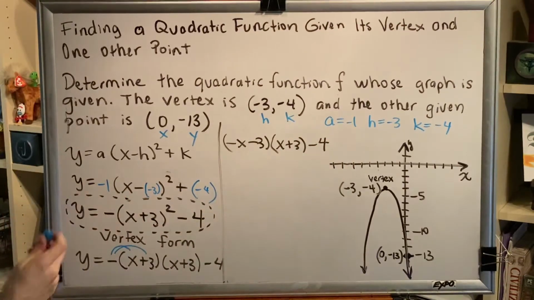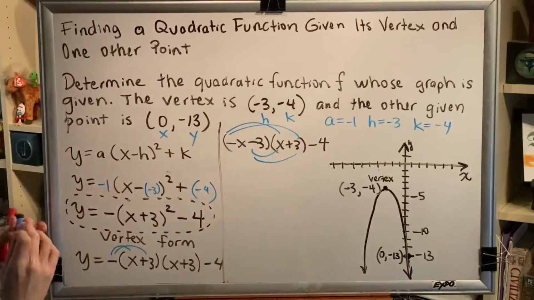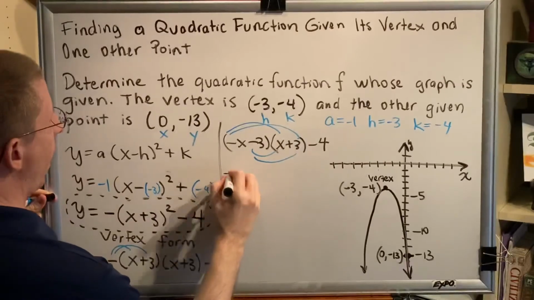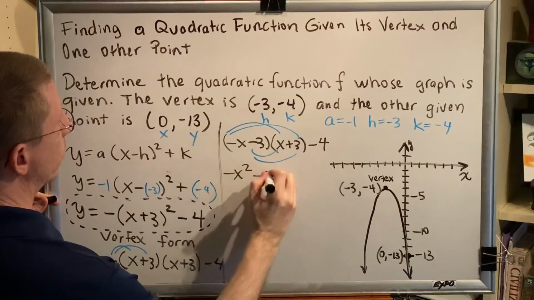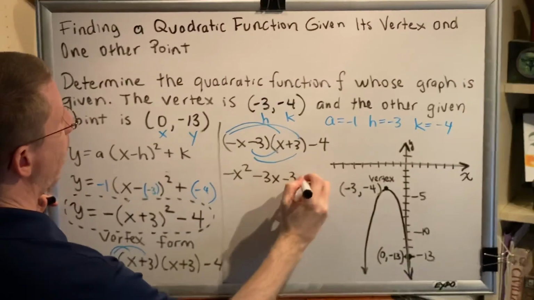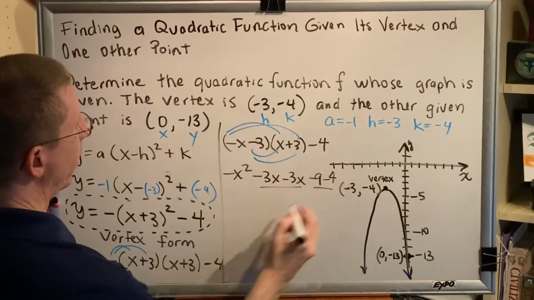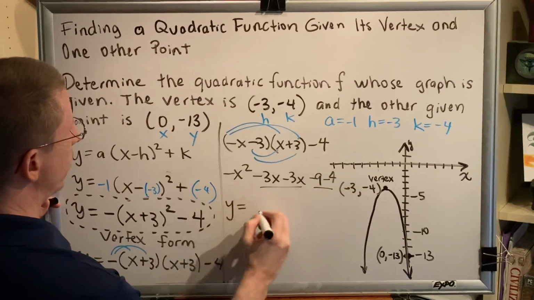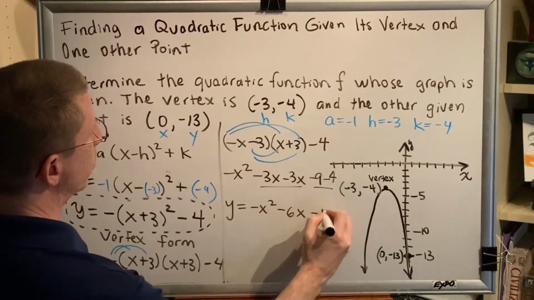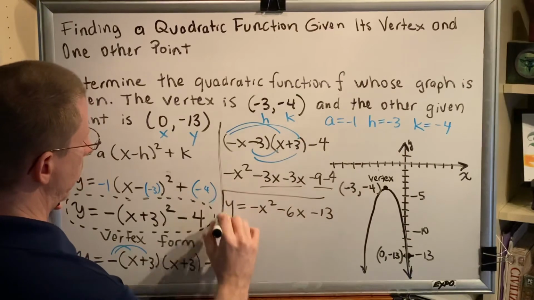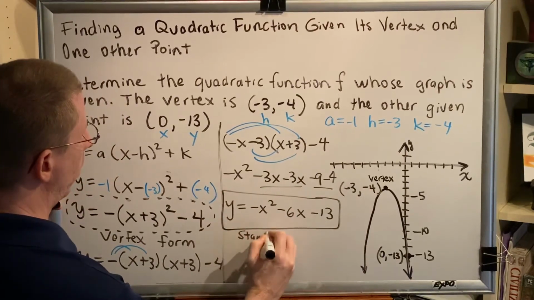That's going to give me -x subtract 3 in parentheses times this x plus 3 subtract 4. Now I will use FOIL on the two binomials. So I get -x squared minus 3x minus 3x minus 9 minus 4. And combining like terms, I get my final answer, y equals negative x squared minus 6x minus 13. This is the standard form of a parabola.